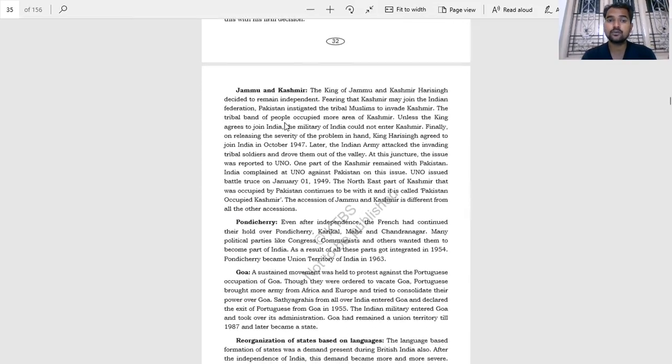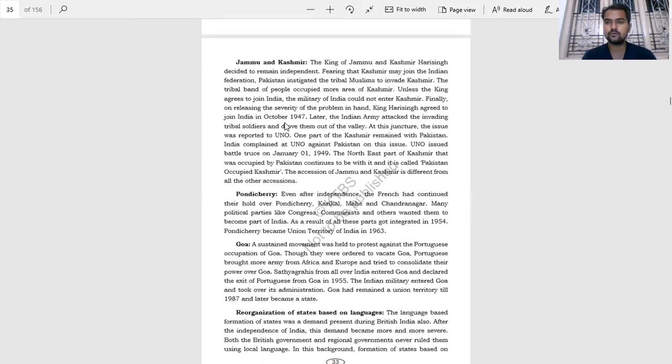Then next, Jammu and Kashmir. When you talk about Jammu and Kashmir, the king was Hari Singh. He was a Hindu king, and he wanted to remain independent. He didn't want to merge with India, neither did he want to merge with Pakistan.